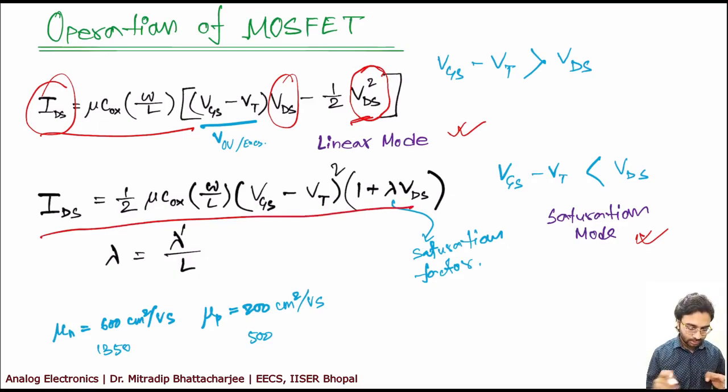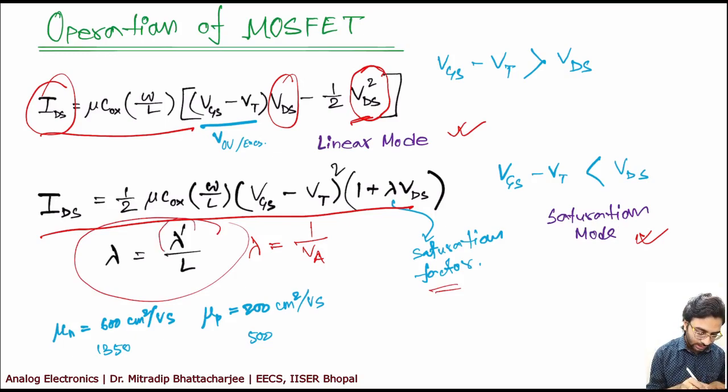There is another expression you can write: lambda is equal to 1 by VA. Lambda is the saturation factor, and these are the relations. Whereas here lambda dash is a technology parameter. It is decided by the device people. So lambda is also a function of L. We will see as we progress what the different things are.